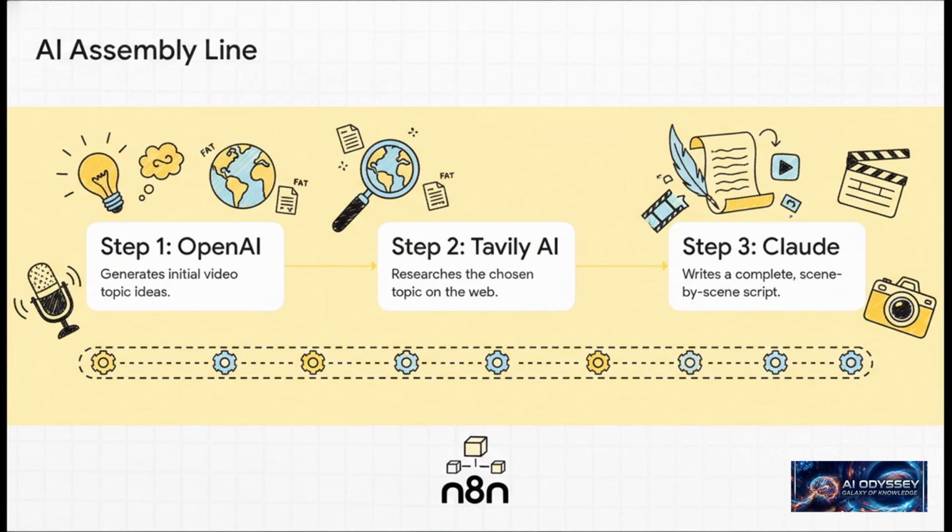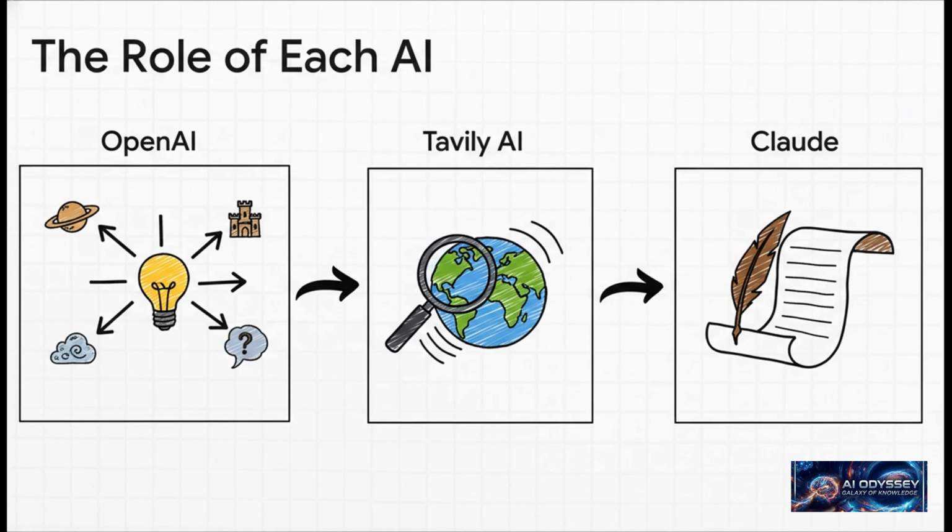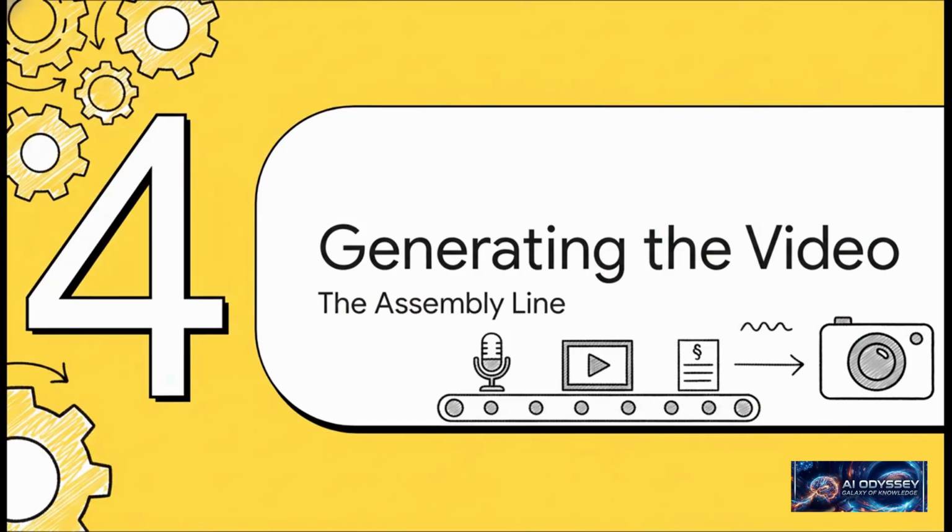Each AI does its job, then hands its work off to the next one, and it's all perfectly orchestrated by n8n. Let's look a little closer at their job descriptions. First, OpenAI is our creative spark plug. It generates 10 potential video titles based on the category you picked. Once a title is chosen, Tavily AI becomes our dedicated researcher, scouring the internet for relevant facts. And finally, Claude, our master scriptwriter, takes that title and all that research and weaves it into a structured, scene-by-scene video script.